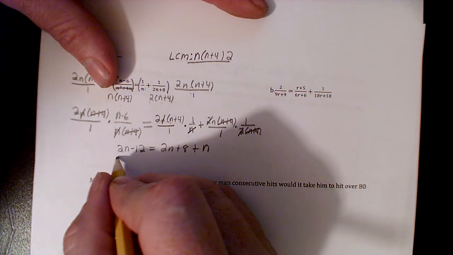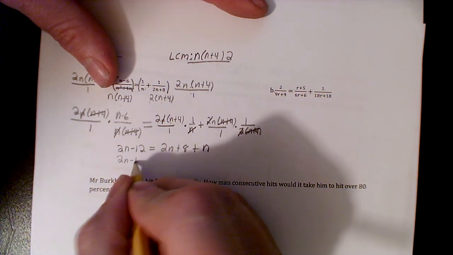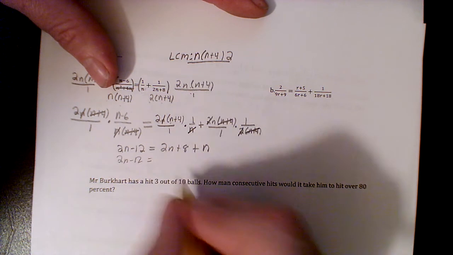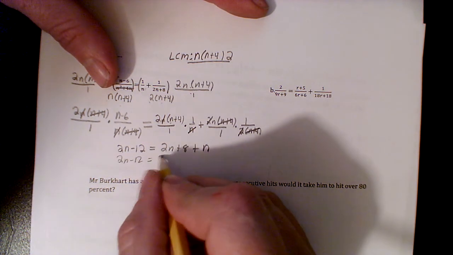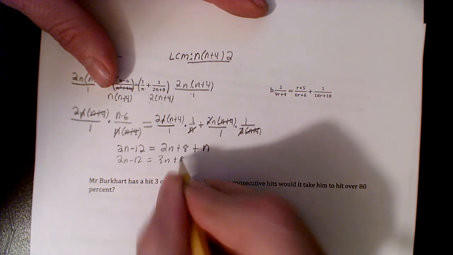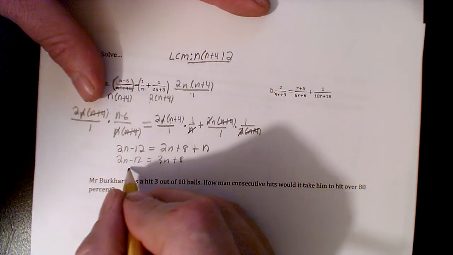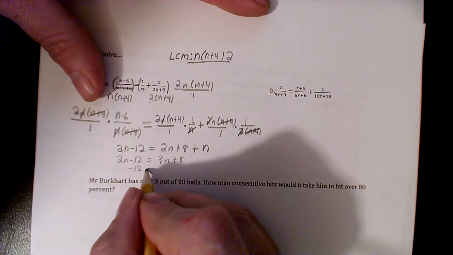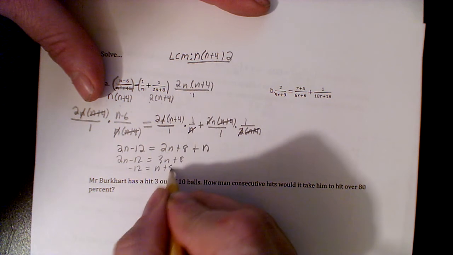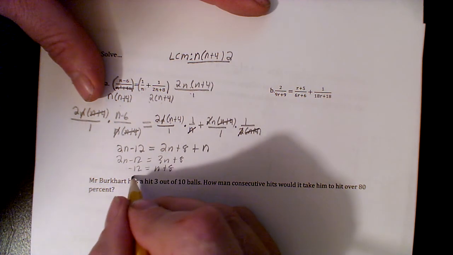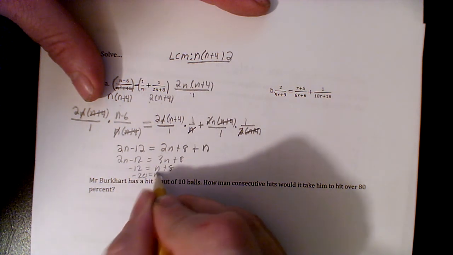So let's combine the left side. We got 2n minus 12. Well, nothing to combine. Let's combine the right side. 2n and n are 3n plus 8. There's not much room, so I'm just going to say what we do. We're going to subtract 2n from both sides. That leaves a negative 12 here, and an n plus 8. Or subtract 8. I got negative 20 equals n.